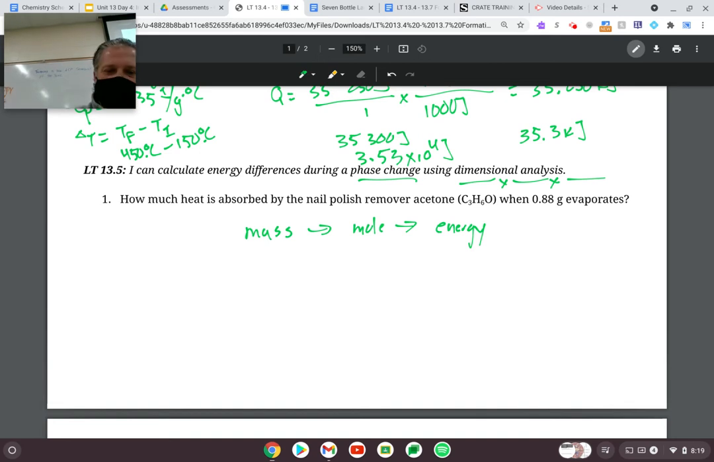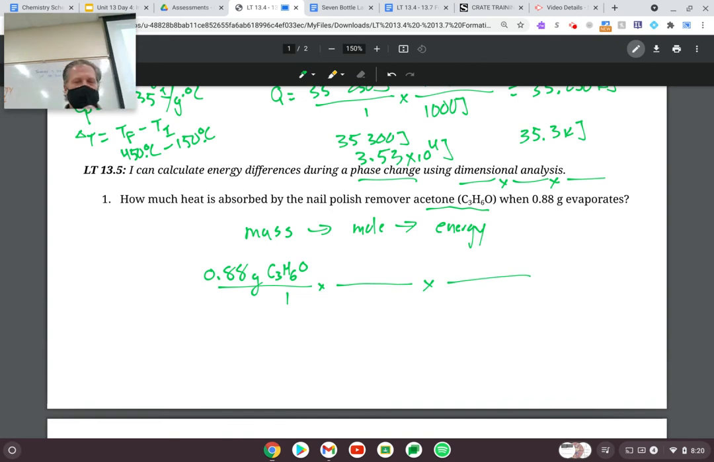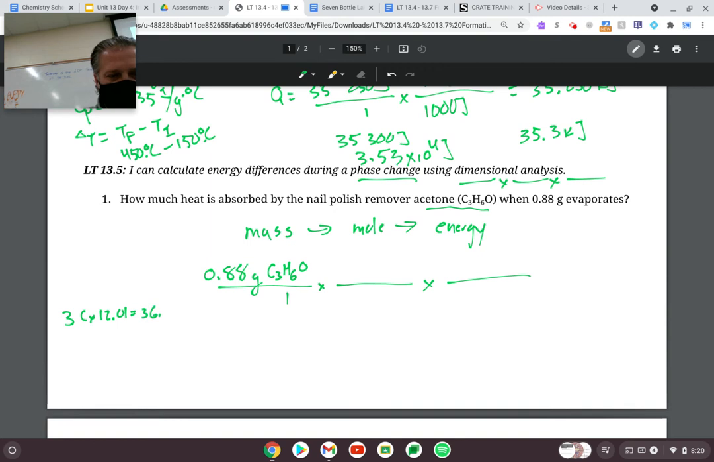So I'm going to take the 0.88 grams of acetone, which is fingernail polish remover, C3H6O, put it over 1. I'm going to go mass to mole to energy. Now, in this problem, I see that I have 3 carbons, 6 hydrogens, and 1 oxygen.